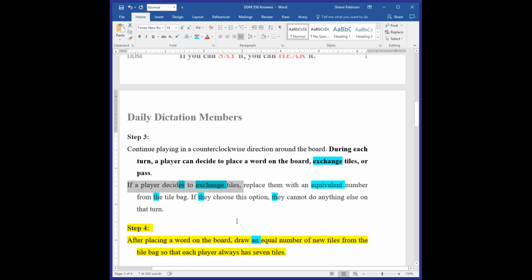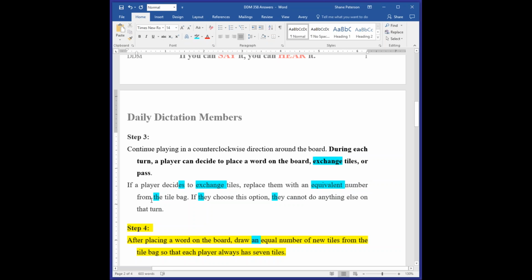If a player decides to exchange tiles. Good. Again. If a player decides to exchange tiles. Good job. An equivalent number from the tile bag.